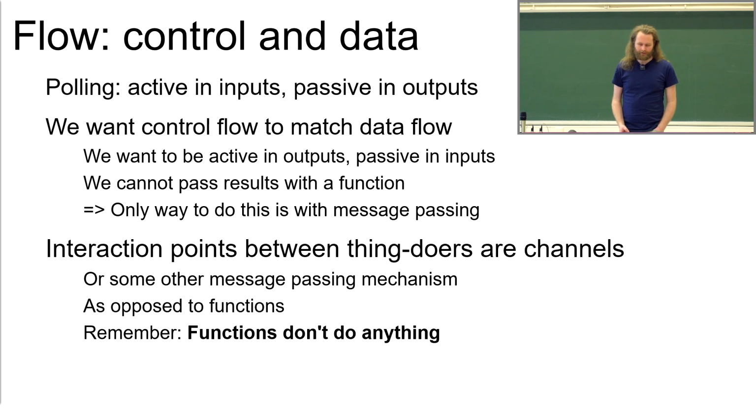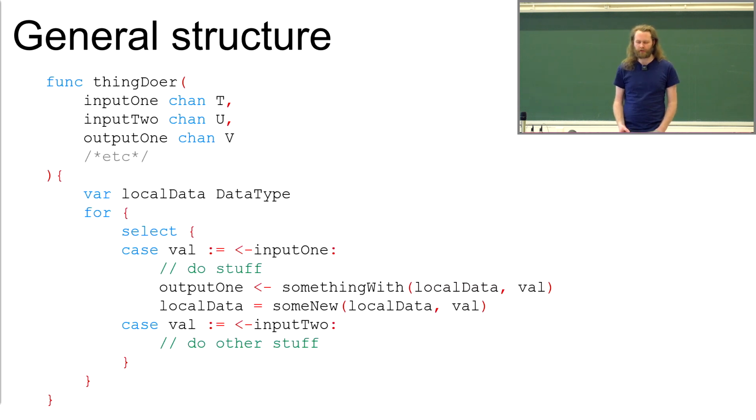So with that final little block, it gives us the general structure for what our Go program or other message passing program is going to look like. This is the most general thing. Your program will consist of a lot of these things and not much else, right? You have a thing doer, it takes channels as parameters so that you don't need to spawn circular references. It has some amount of local data, typically one struct, maybe more, maybe a map, maybe an array of some kind, but usually one or two pieces of local data.